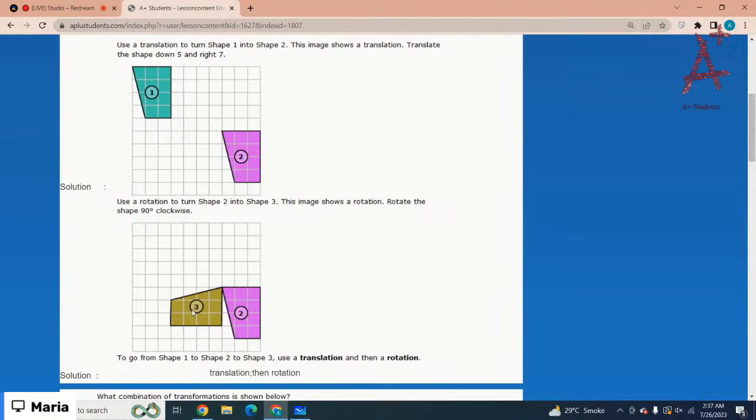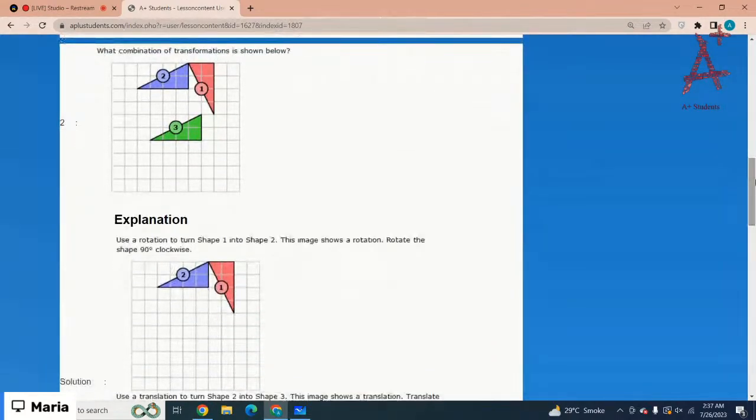So the image shows the rotation. Rotate the shape 90-degree clockwise. That is a 90-degree clockwise rotation. So to go from shape 1 to shape 2 to shape 3, use a translation and then a rotation. First you translate it and then you rotate it, right? Okay.